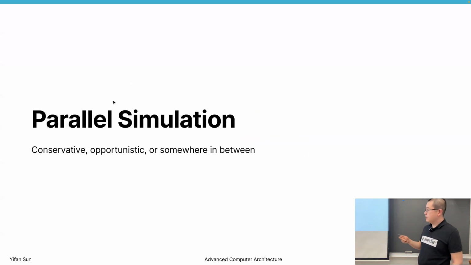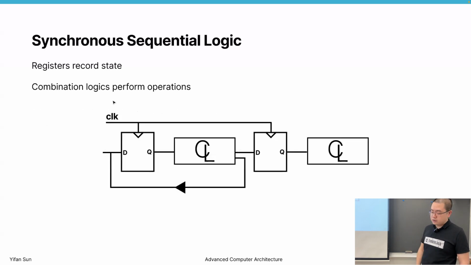Last time we were talking about serial simulation. Let's start with parallel simulation today. When we talk about synchronous sequential logic, we know it's a group of registers and combinational logic. This combinational logic and that combinational logic execute in parallel because they're executing within the same tick, right?